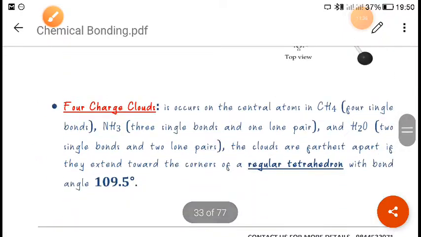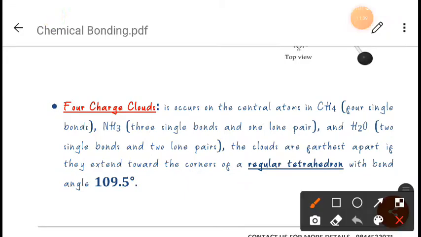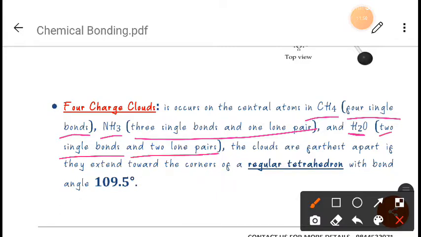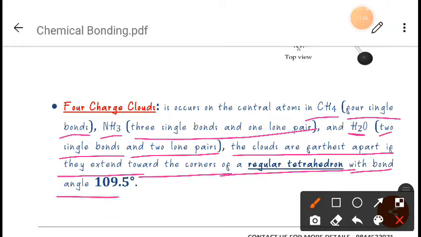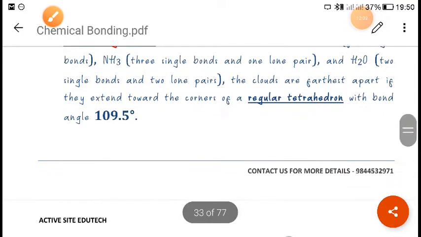now again after that, four charge clouds. As you can see, it will occur on the central atom of CH4. In CH4, four single bonds are there, and when we talk about NH3, three single bonds and one lone pair are there. When we talk about H2O, we have discussed this, two single bonds and two lone pairs. At that time the clouds are further apart if they expand towards the corners of a regular tetrahedron with a bond angle of 109.5 degrees.